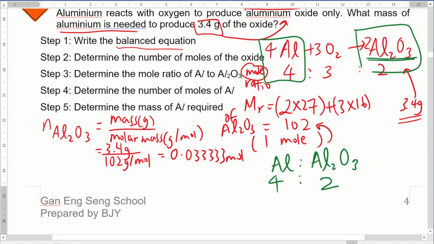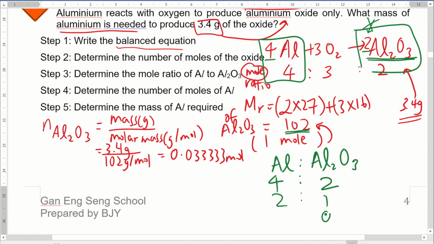Take note, molar mass is always referring to 1 mole, so we don't care about this 2. Molar mass is always referring to 1 mole. Then when we compare the equation, we take into account this number. So aluminium is to aluminium oxide is 4 is to 2. Then I simplify, it becomes 2 is to 1.